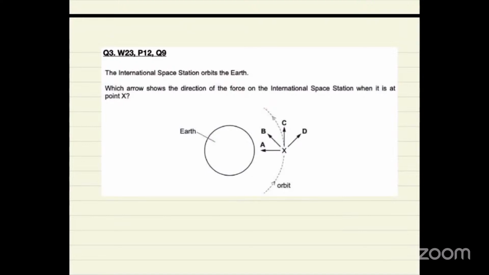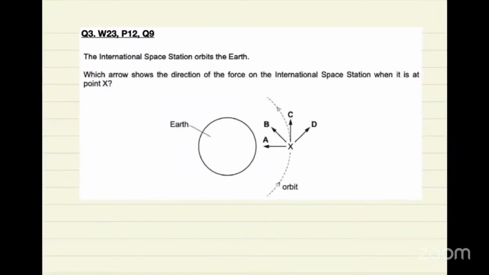Which arrow shows the direction of the force on the International Space Station when it is at point X? Now this says the direction of the force, right? For the force on any object which is moving in a circle, it's going to be towards the center of whatever path it's tracing out. For example, in this case, it's tracing out a path like this. So right at this point, the force would be towards the center.